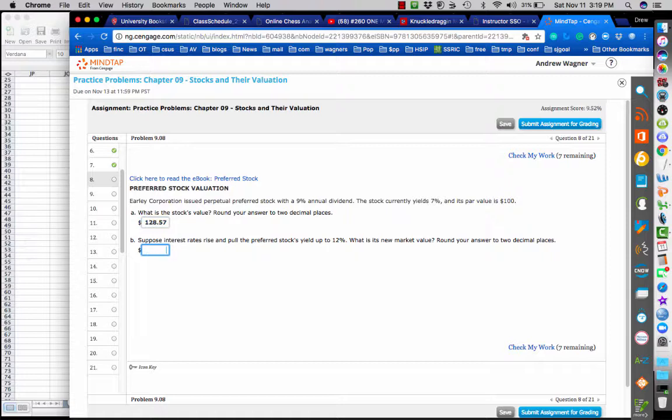128.57. And then in part B, it's changed, this yield or market return is 12% for this stock now. So the dividend divided by 12%, at 9 over 0.12, gives us 75.